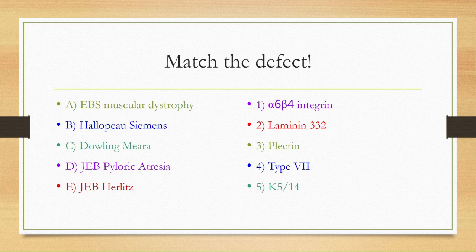JEB Herlitz, laminin 332. Remember, Hallopeau-Siemens is a type of dominant, no, recessive, yes, recessive dystrophic EB. JEB Herlitz is the severe subtype, generally severe junctional EB.